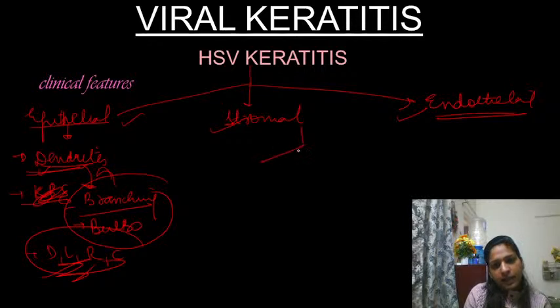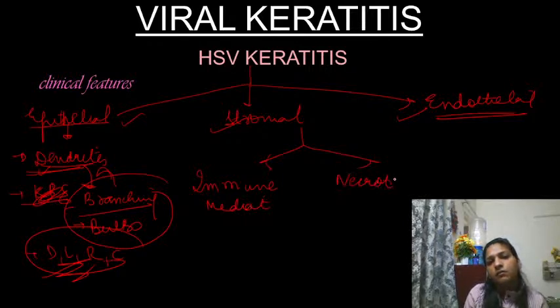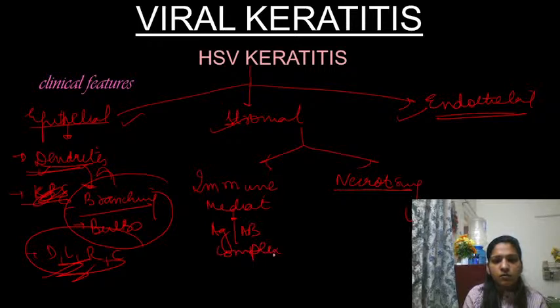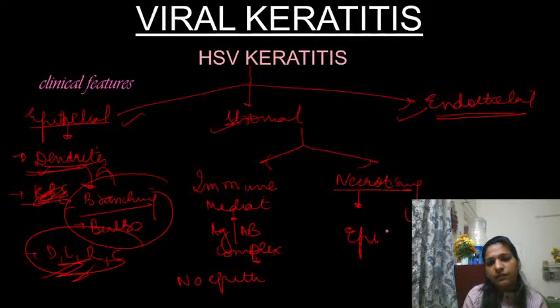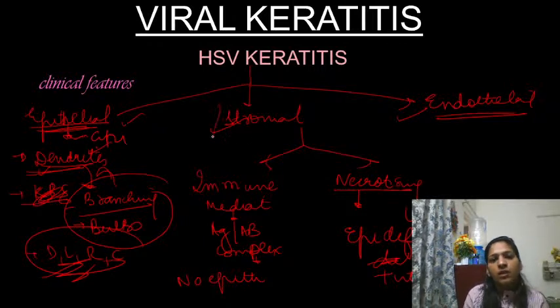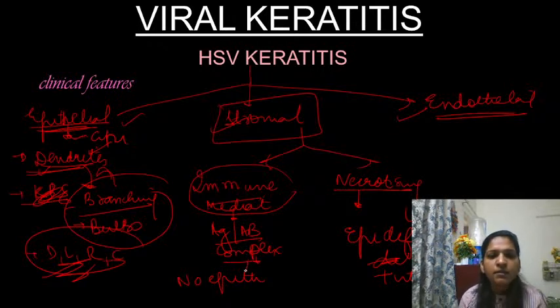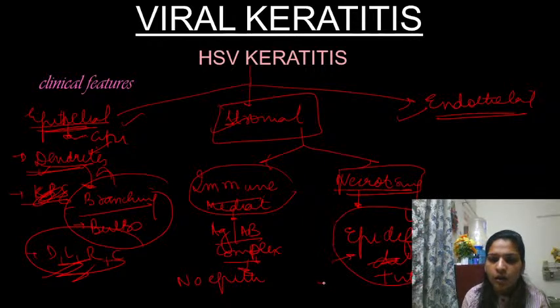Now the stromal keratitis, we'll discuss it under two headings: immune mediated and necrotizing. It is due to antigen antibody complex. In this there will be no epithelial defect. In this epithelial defect will be present. In epithelial type, epithelial defect can be present along with the dendrites, fine. And in stromal, if it is immune mediated, it will have deposition of antigen antibody complex with no epithelial defect. And in necrotizing type of stromal HSV keratitis, epithelial defect will be present along with the stromal opacities.